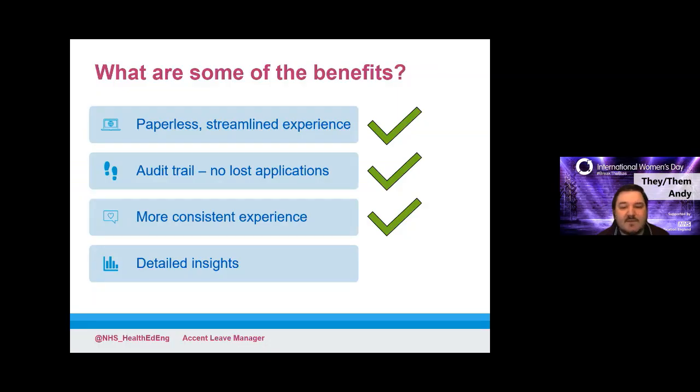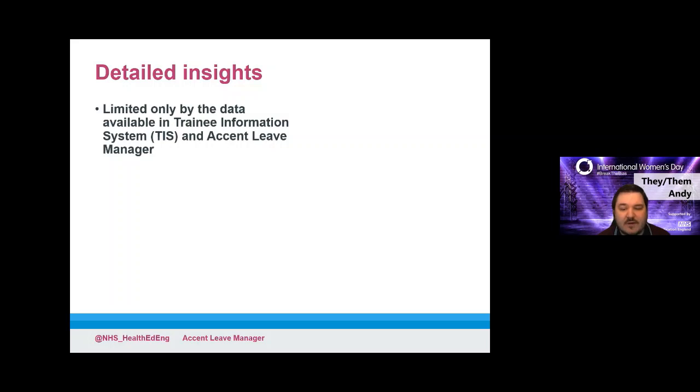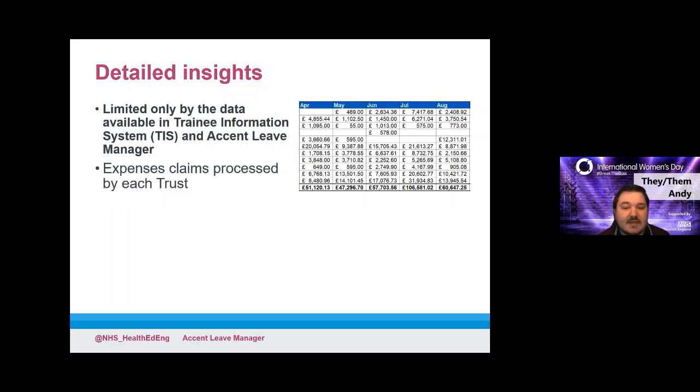So you've seen some of the first three benefits that I've listed, but what about data insights? By linking study leave data with training data already held in HEE's Trainee Information System, or TIS, we can run a wide variety of reports. Instead of trusts having to report the expenses that they've paid out each month for HEE to reimburse, HEE can report this data directly from Accent every month.